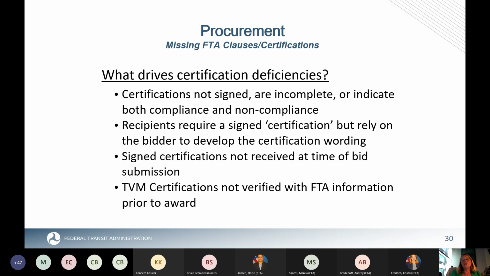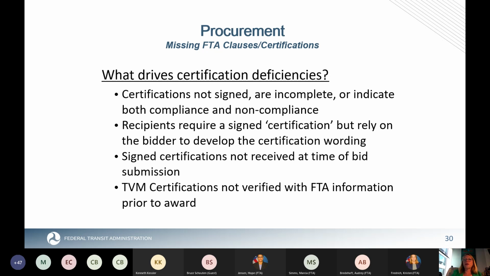We have seen, unfortunately, that when you get certifications back in, they may not be signed, they may be incomplete, or they may indicate that the vendor is both going to comply and not comply with the requirements. And so it's very important that you read those certifications and not just pencil check that you received a certification. Please read what's on them.